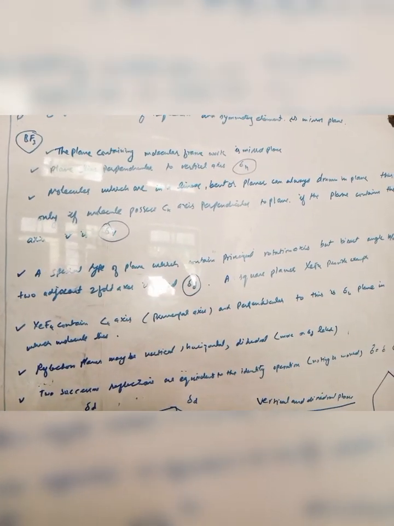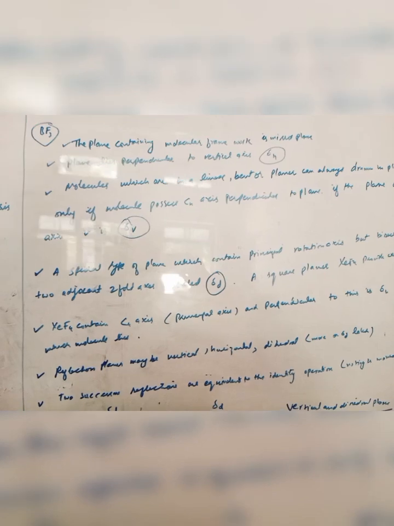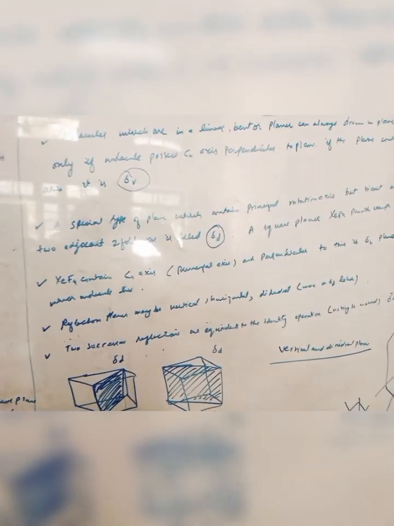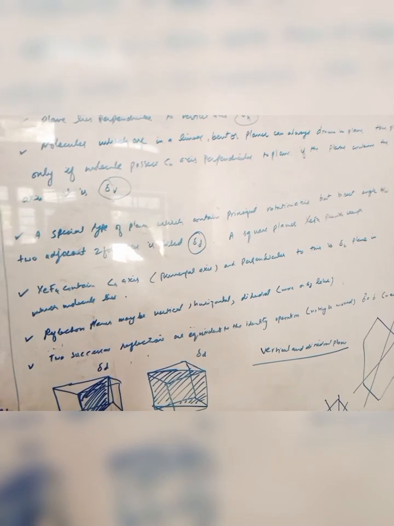Second, the plane perpendicular to the vertical axis is sigma h. Molecules which are linear or planar are always drawn in the plane, and you can also call it sigma h. Third, if the molecule possesses a Cn axis, a plane that contains the principal axis is sigma v, and the special type of plane which contains the principal rotation axis but bisects the angle between two adjacent C2 axes is called sigma d.